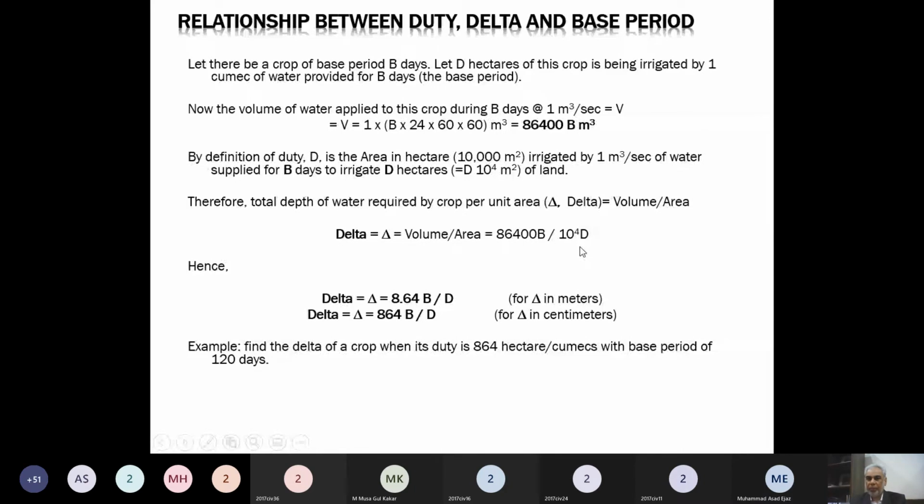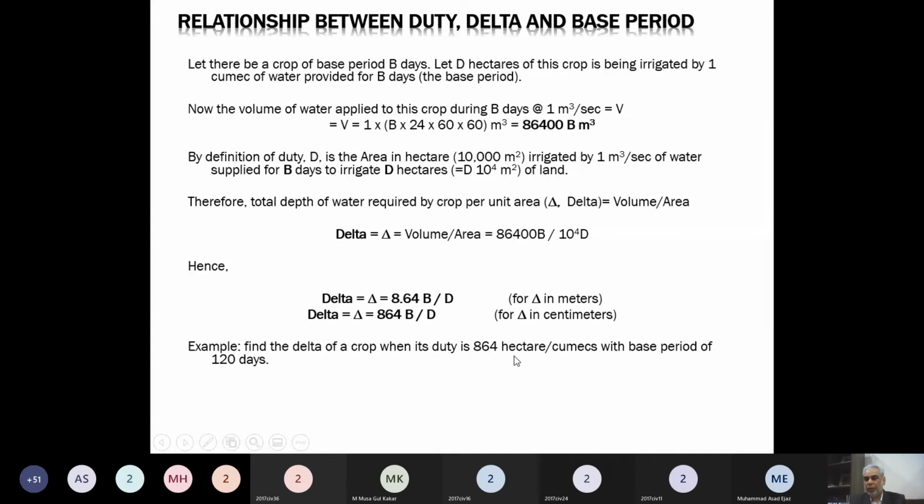So then, converting these, we can find the formula of delta is 8.64 B over D, where B is in days and D is in hectares. So then delta will be in meters. If I multiply it with 100, I will get delta in centimeters, keeping B in days and D in hectares. So this is the conversion formula for conversion of the duty and the base period into delta. Please remember it and try to solve this question.